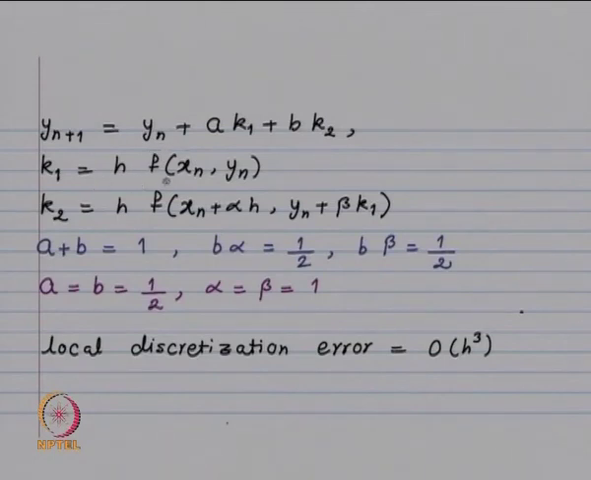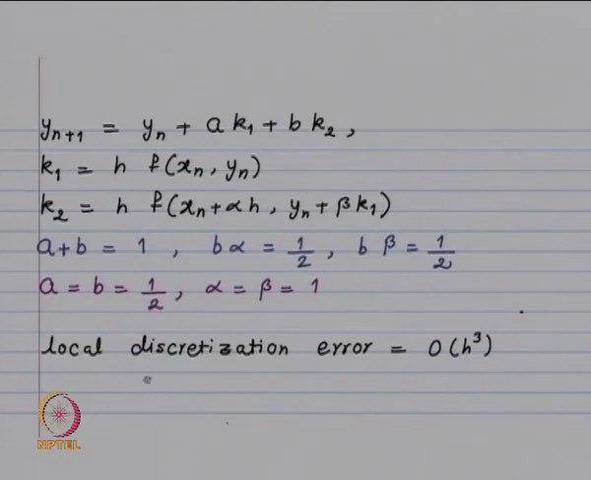What you need to do is evaluate your function f at x n, y n, and then evaluate your function f at x n plus h, because alpha is equal to 1, and y n plus k 1. You have calculated k 1. So, you calculate that, and then you take the mean of these two, since a and b are equal to half. So, it is going to be h times f of x n, y n plus h times f of x n plus h, y n plus k 1, divided by 2.